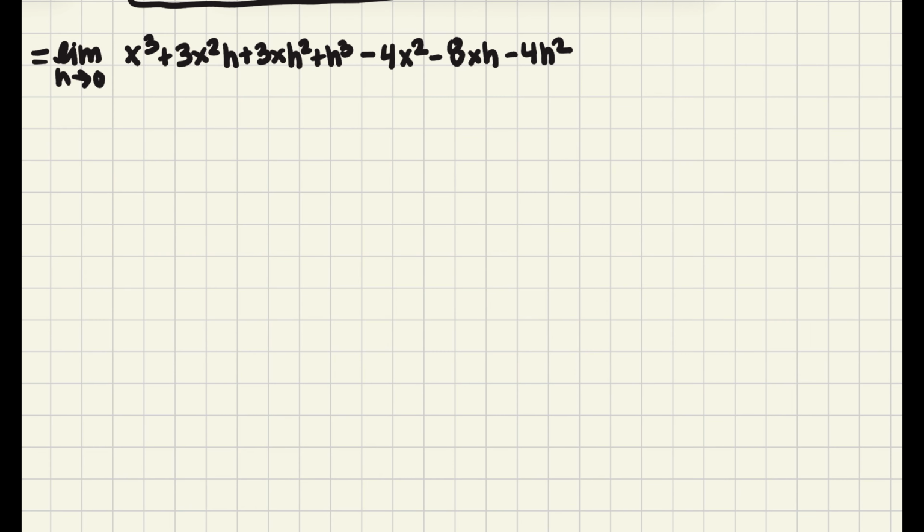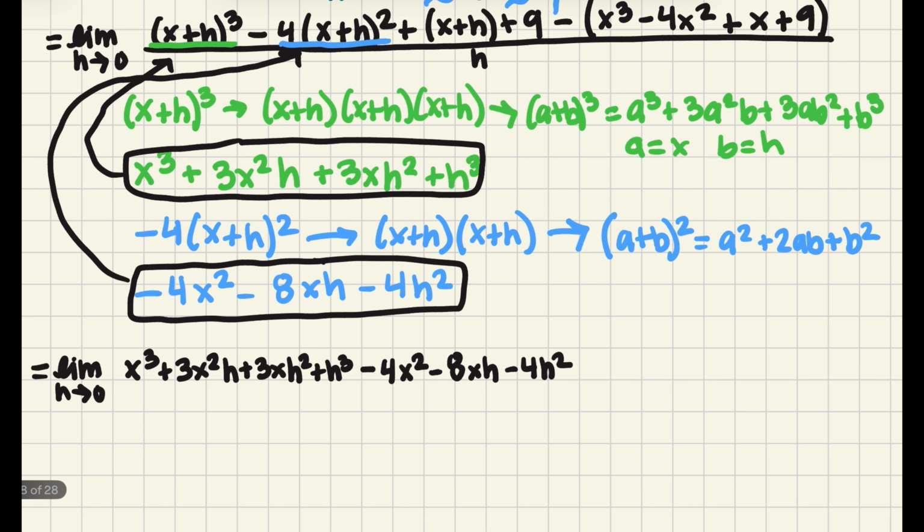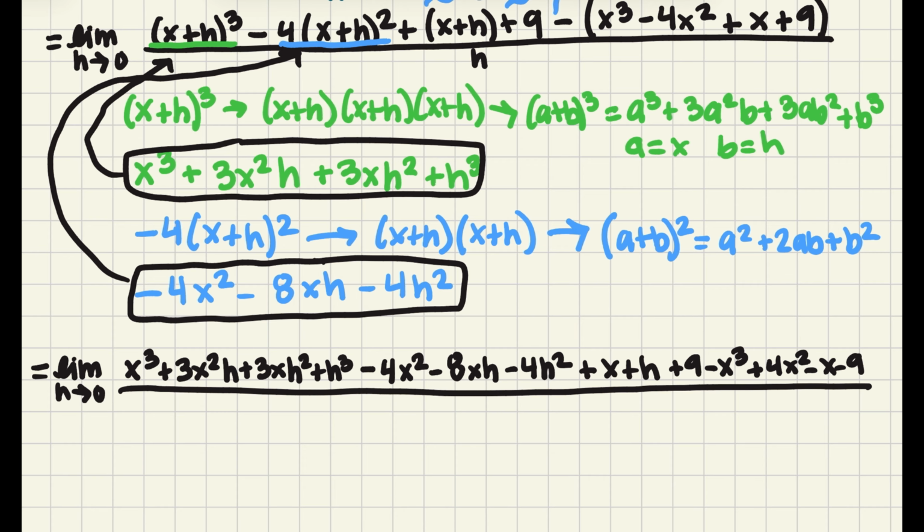Hopefully everyone's following along so far, but remember the plus x plus h will stay the same, as will the plus 9. And then if we distribute that negative sign, we will end up with negative x cubed plus 4x squared minus x minus 9. And don't forget all of this goes over h.